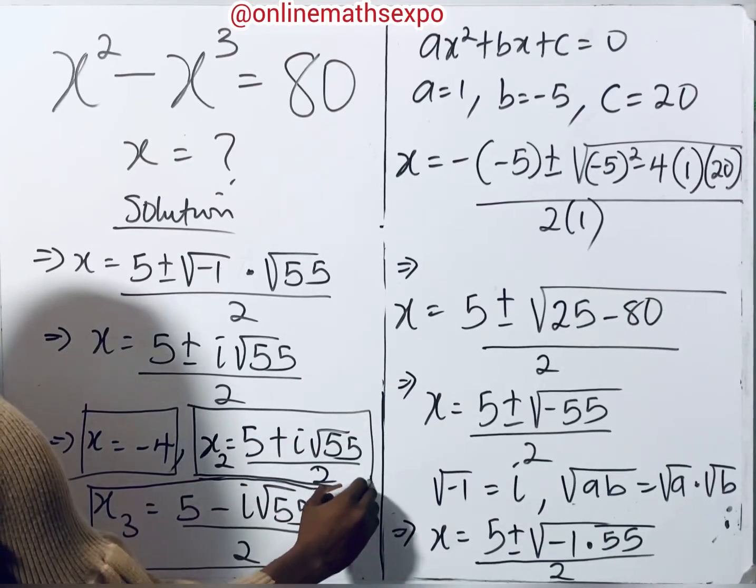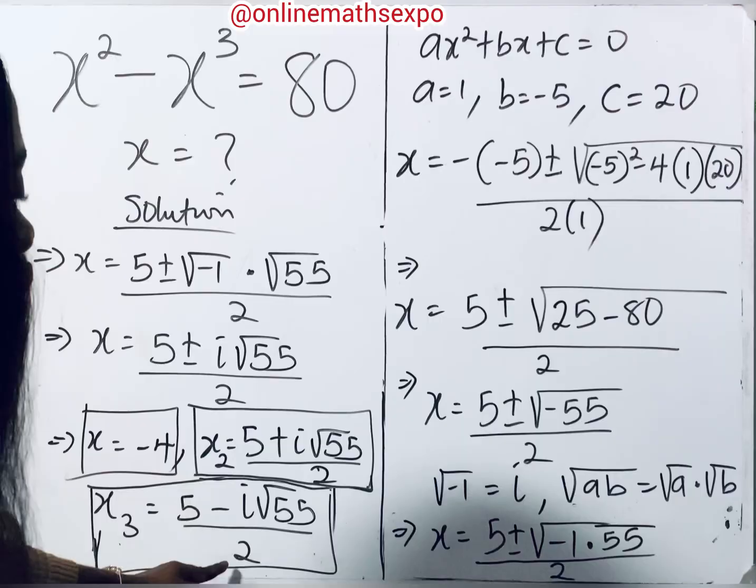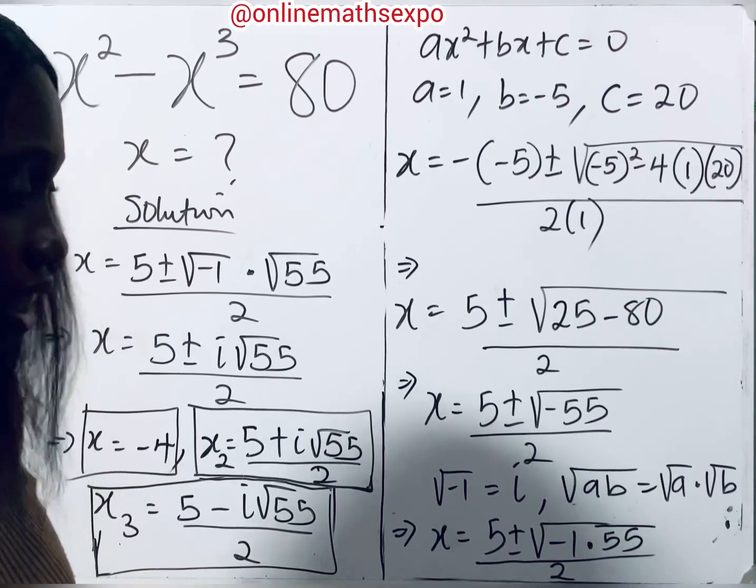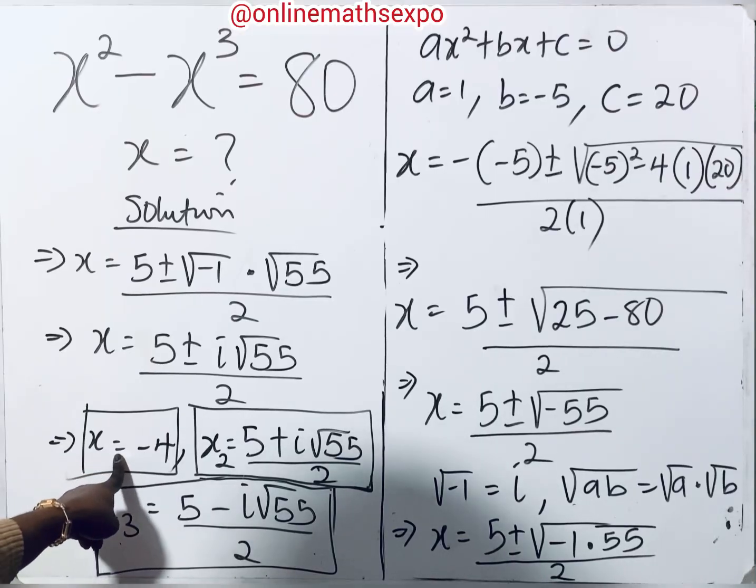Now, these two solutions are what we call the complex solutions because they cannot be found on the number line. And this is a real solution.